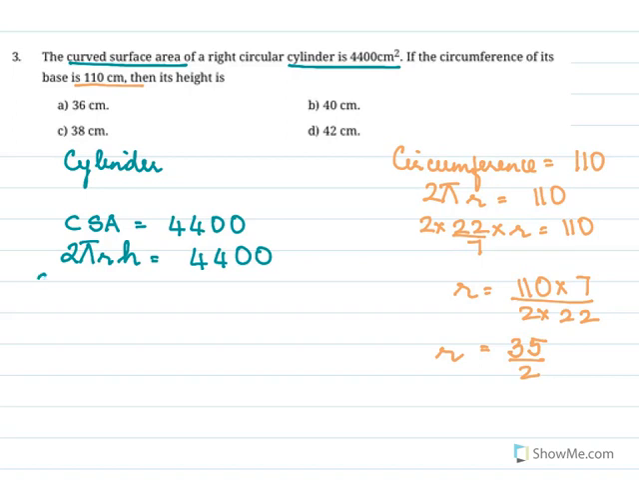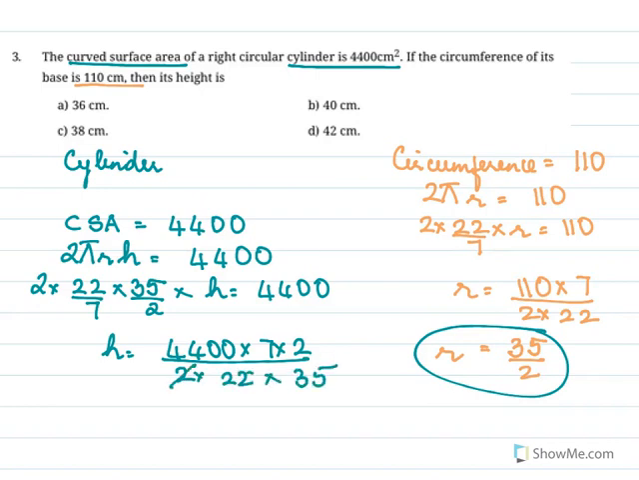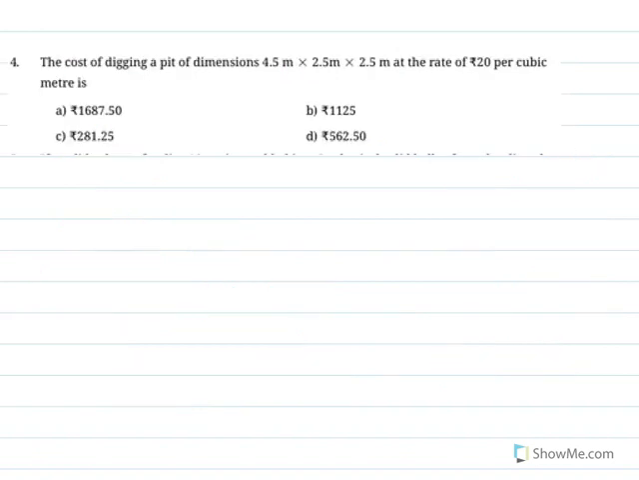We'll put this value of r in our previous equation, that is 2 into 22 by 7, now for r we put 35 by 2, into h equal to 4400. Now we go ahead and find h. h will come 4400 into 7 into 2 over 2 into 22 into 35. And if we now reduce the expression, we will get h equal to 40 centimeter. So the right option is 40.